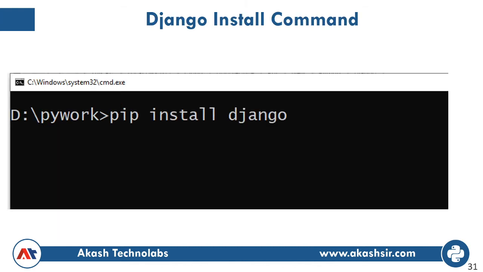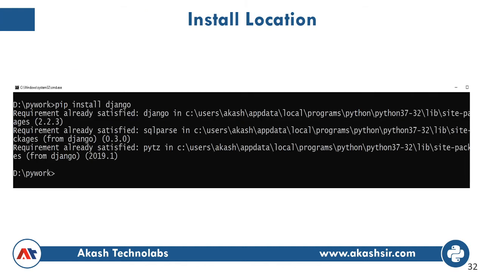Then we have to download Django to our local computer. To download Django, we write this command, and Python packages will download Django to your local computer. Once the installation is done, you will get a message. In my slide, Django is already installed, which is why you can see the requirement is already satisfied.